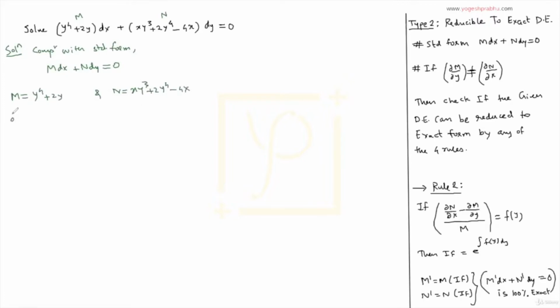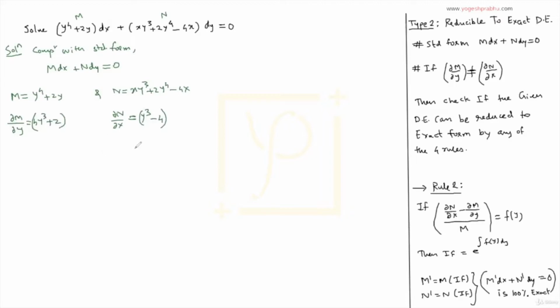Okay, next we will find out dou M by dou y. Remember, we do it cross. So we differentiate M with y and N with x. Let's do that. So dou M by dou y is going to be 4y cube plus 2, and dou N by dou x is going to be the partial derivative with respect to x. So y cube is anyway constant, derivative of x is going to be 1. So this remains y cube. Then y is constant, so this becomes 0, and then this is minus 4. So we have the value of dou M by dou y, which is 4y cube plus 2, and the value of dou N by dou x is y cube minus 4.